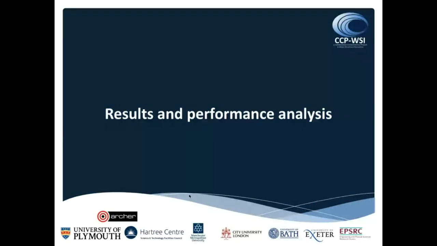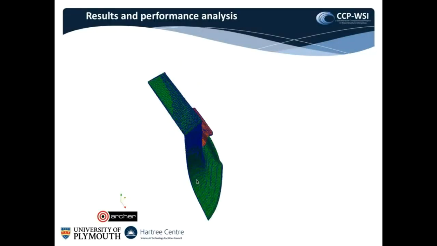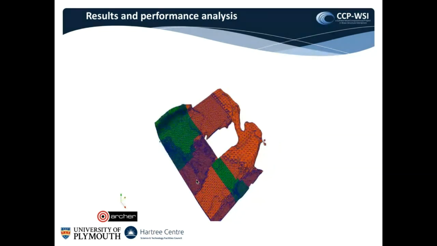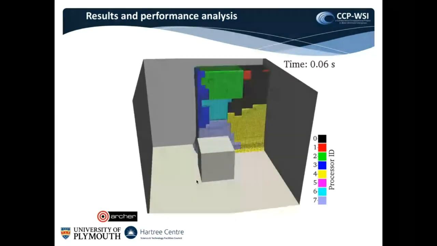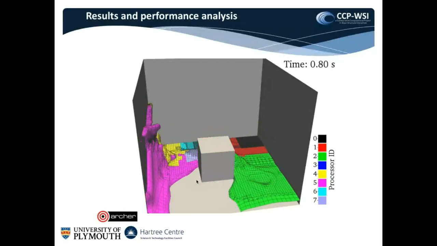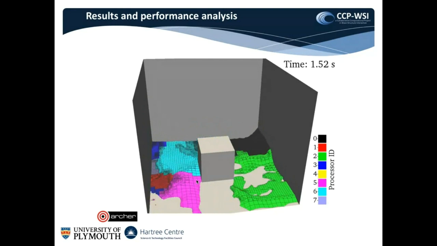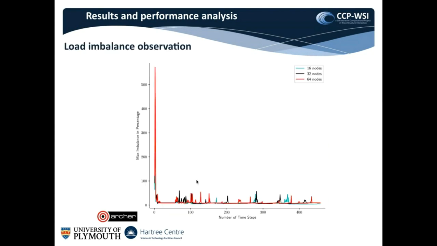And here I just show the results and process analysis. So here is a case using two MPI partitions, showing how the mesh is being moved between them. This is just the surface. And this one shows 8 MPI partitions, and how the mesh moved during each time step. I hope you can see how the mesh moves from the beginning to the end.